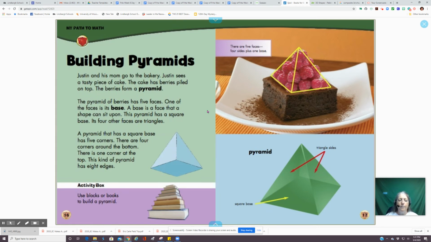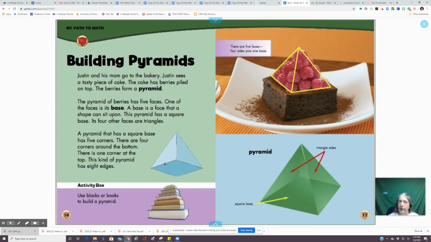The pyramid of berries has 5 faces if you put something on top of it. One of the faces is its base. This is a little bit easier to see looking at this blue one. The base is down here, that part at the bottom. A base is a face that a shape can sit upon. The pyramid has a square base, and it has 4 other faces, which are triangles.